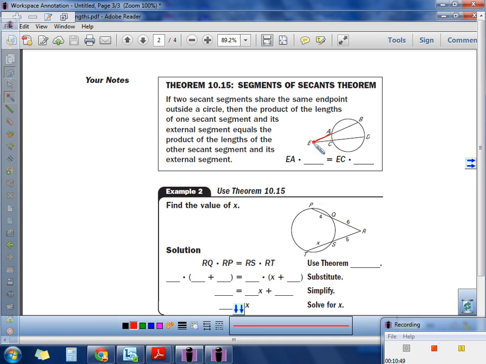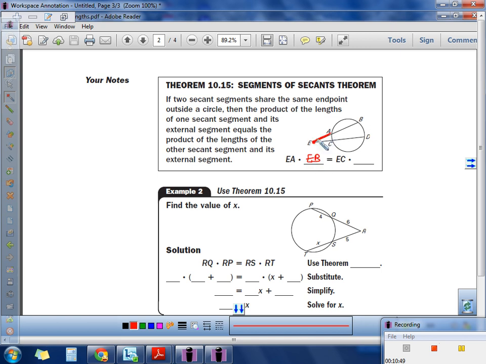EA is what they mentioned first. I went from the point to the circle. Am I done with that whole segment, though? No. I need to go back to the point and then travel over to the circle again. So if I go back to the point now, how do I hit the circle again? I have to hit EB.